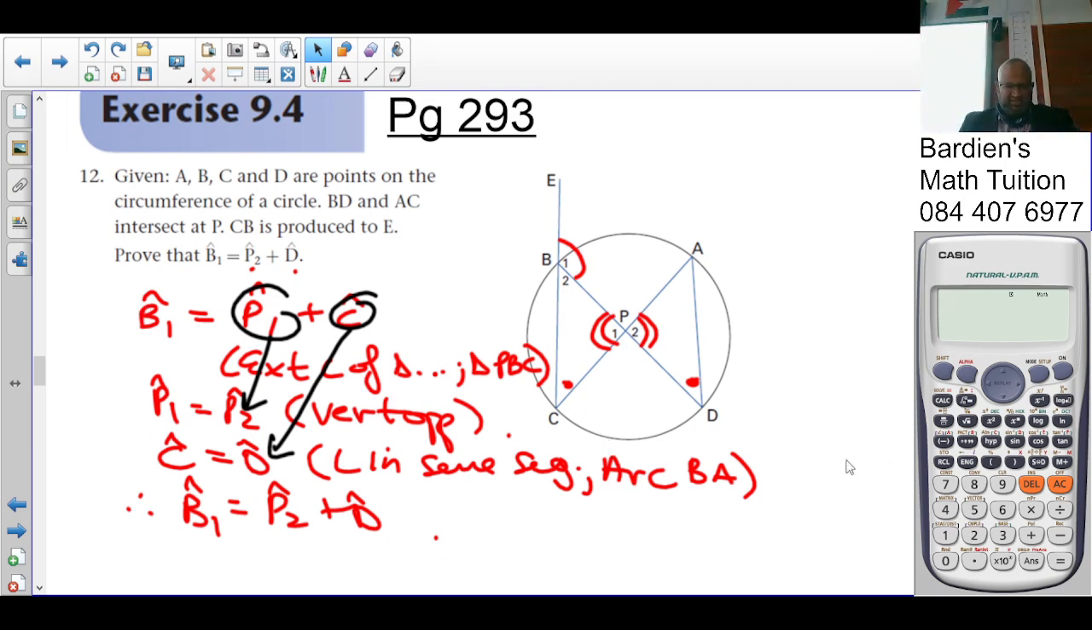Right, you're heading for today. We're busy with cyclic quadrilaterals. We're just going to run through this definition quickly.